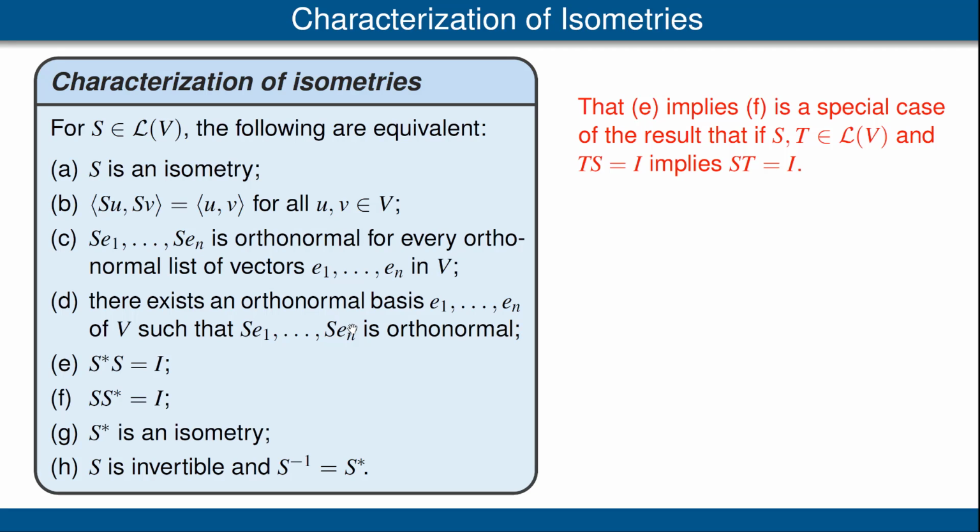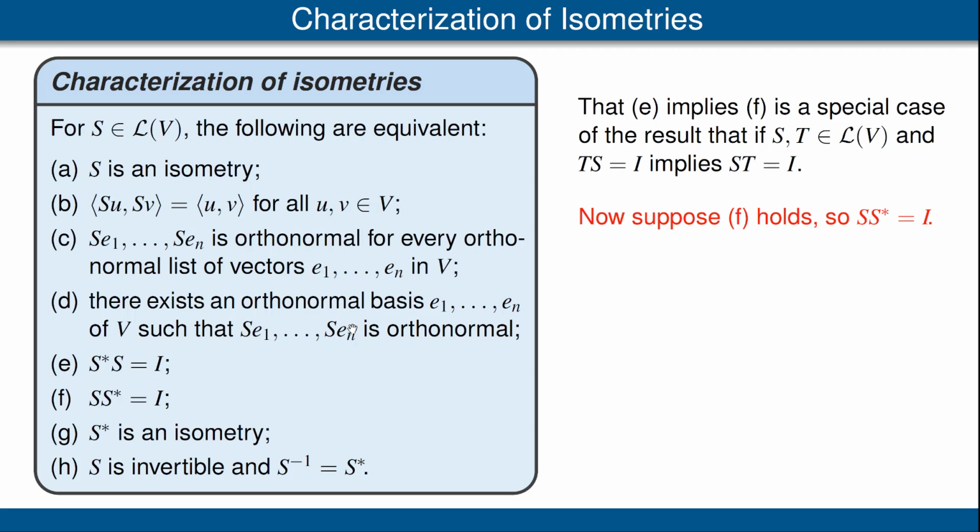To remind you of the proof of this, the reason it's true is that the equation TS equals the identity implies that S is one-to-one or injective and T is onto or surjective. Both S and T in this case are operators from a finite dimensional vector space to itself. So having just one of injectivity or surjectivity gives the other one for free, and that's what gives us ST equals the identity. Applying that result to the operator where T is equal to S star gives us that E implies F.